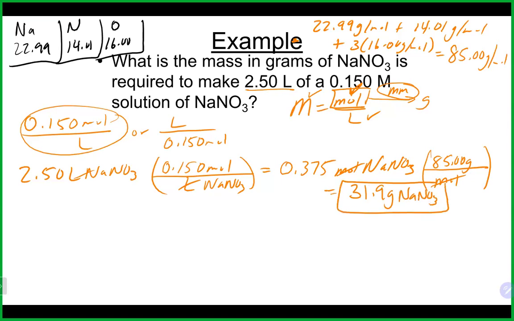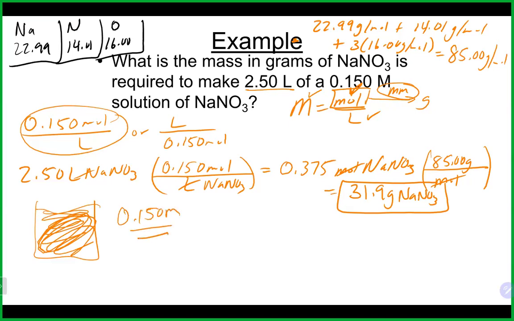Any question on that calculation there? So once again, what that number means is if you weighed out 31.9 grams of sodium nitrate, took enough water, and had a total volume of 2.5 liters, mix it up really good, you should have a solution that has basically this molarity, right? So, question on that there.